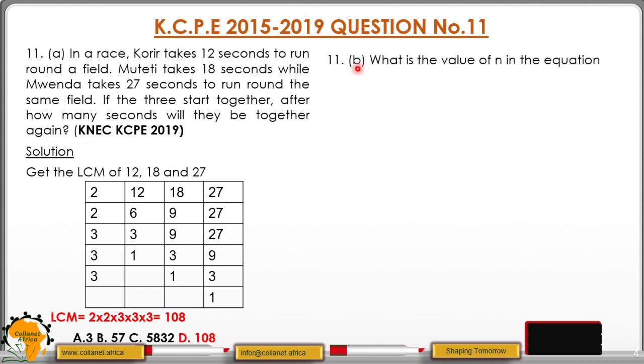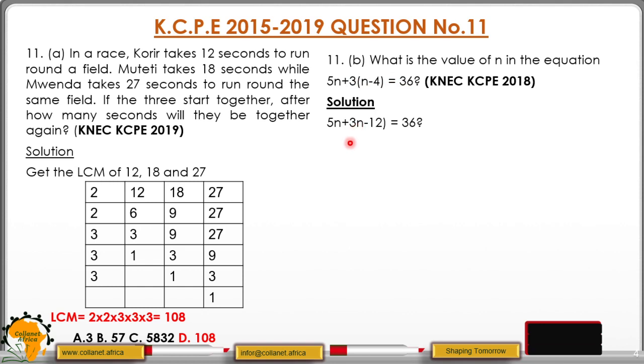Question B, what is the value of n in the equation? This was tested in KCPE 2018. 5n plus 3, open the bracket, n minus 4, close the bracket, is equals to 36. So in this case, this is an algebraic expression or equation. So you open the bracket by multiplying 3 times n to get 3n. 3 multiplied by negative 4, you get negative 12. So plus times negative, you get a negative 12. This will give you 36.